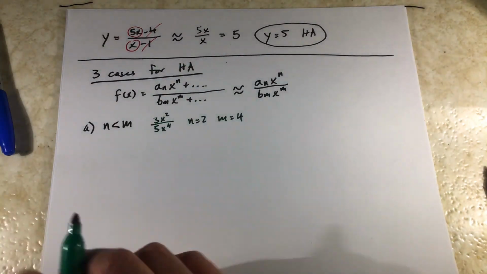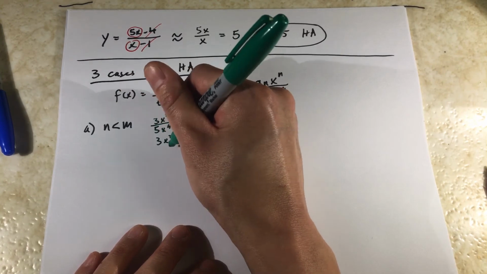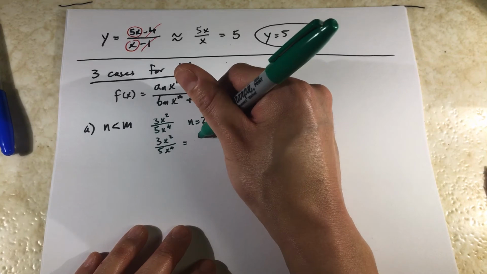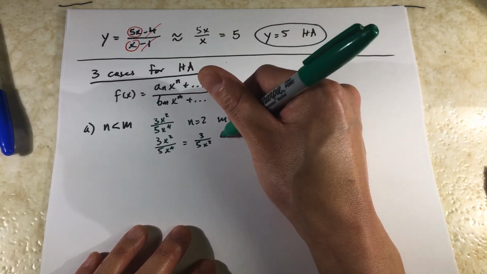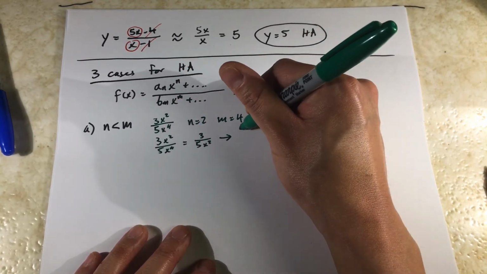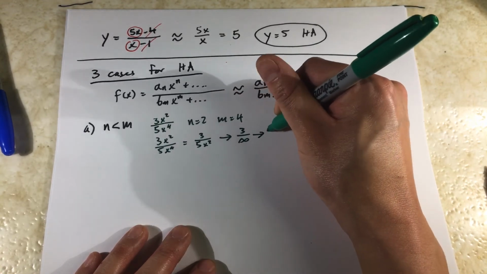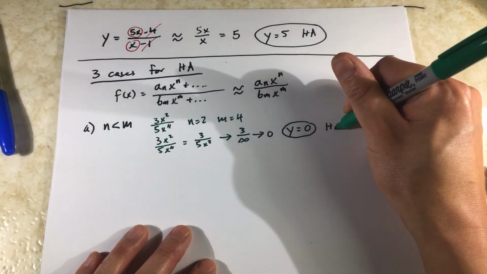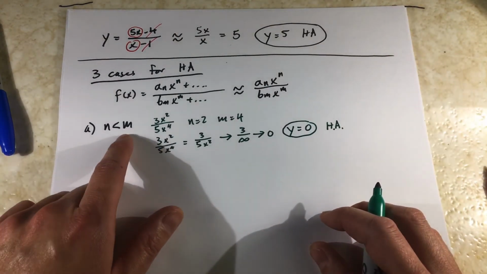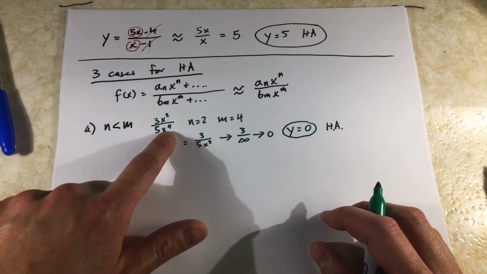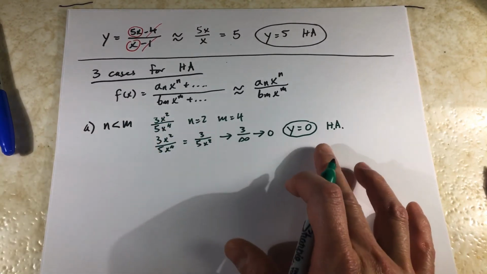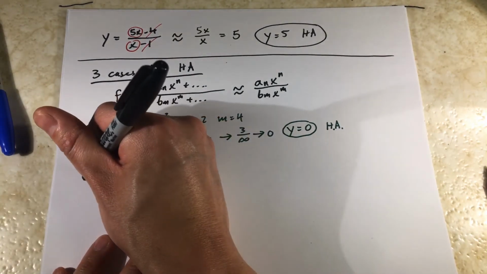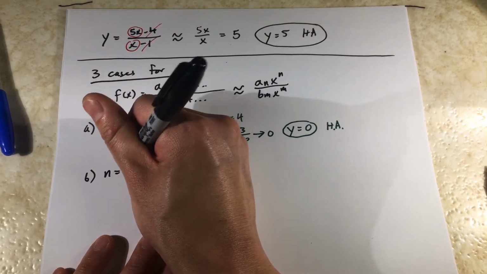if you were to do this, what happens is some stuff cancels. So you get 3 over 5x squared. And then as x gets really big, this is roughly 3 over infinity, which approaches 0. So that says the horizontal asymptote is y equals 0. So anytime you have a situation where the power of x in the denominator is bigger than the power of x in the numerator, you're going to get y equals 0 as your horizontal asymptote.